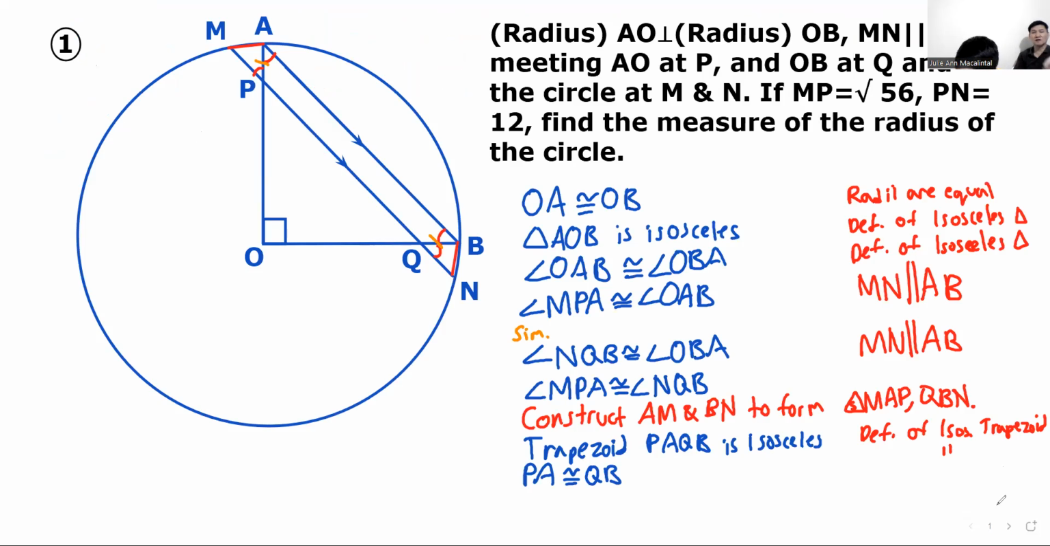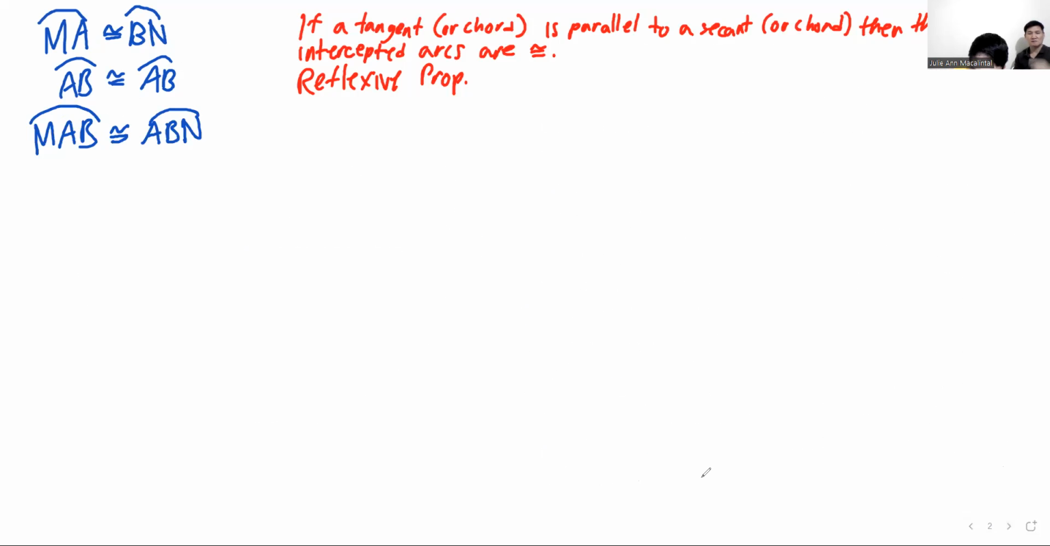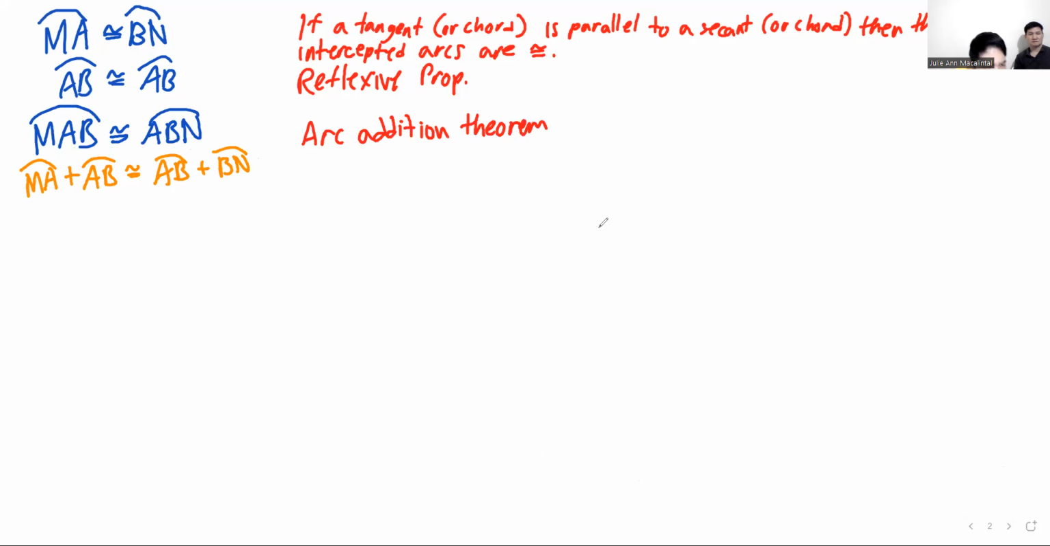Actually, show the angle addition. Yes, so here, MA, AB to SBN.